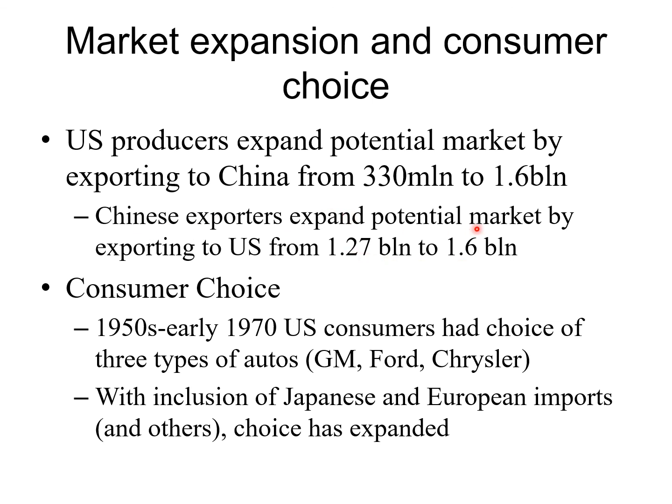So Chinese exporters expand the potential market by exporting to the U.S. from the domestic market of 1.27 billion to add the U.S. market, and you get 1.6 billion. For the U.S., the domestic market of 330 million is expanded to include the Chinese market, which puts the total at 1.6 billion. Got it now.